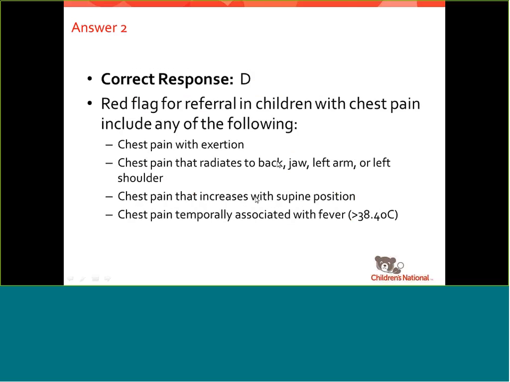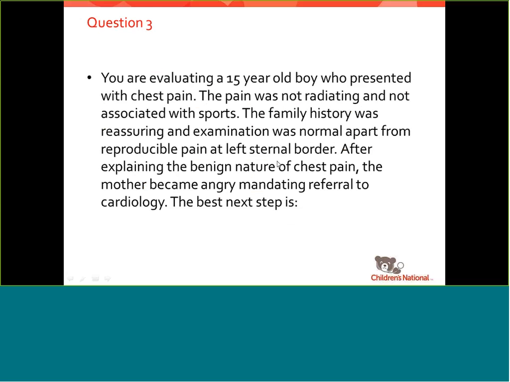And I'm providing you here with the red flag criteria for referral. We're evaluating a 15-year-old who presented with chest pain. The pain was not radiating and not associated with sports. Family history was reassuring. There were absolutely no concerning elements, no underlying cardiac disease in the family, no one died at a young age, no unexplained sudden death or drowning. The examination was normal apart from a reproducible pain at the left lower sternal border. After explaining the benign nature of the chest pain, the mother became angry, crossed her arms, and demanded a referral to cardiology.